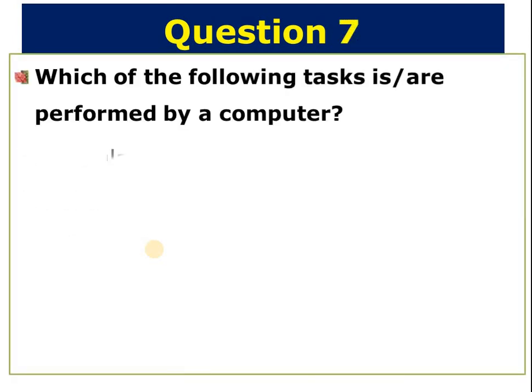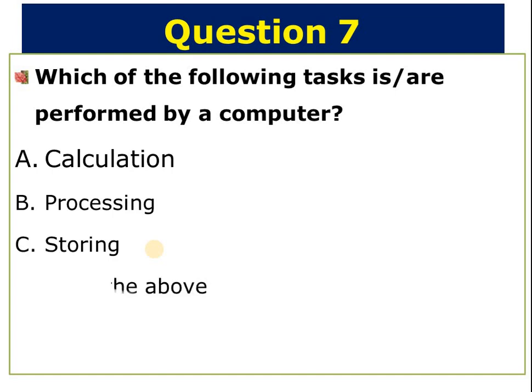Question number 7. Which of the following tasks is or are performed by a computer? A. Calculation. B. Processing. C. Storing. D. All of the above. The answer is choice D. All of the above. That means calculation, processing, storing are all performed by computer.